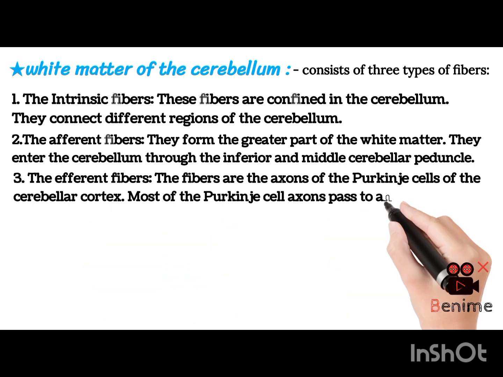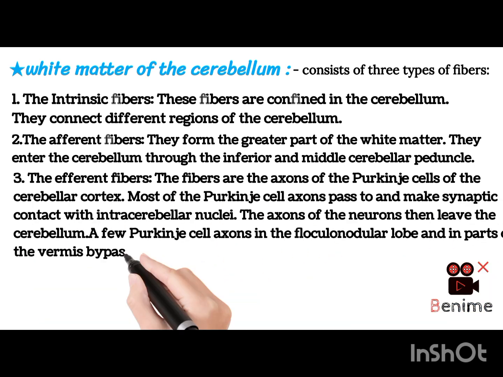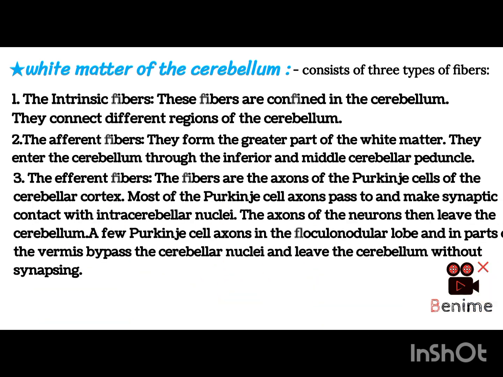Number three, the efferent fibers. These fibers are the axons of Purkinje cells of the cerebellar cortex. Most of the Purkinje cell axons pass to and make synaptic contact with intracerebellar nuclei. The axons of the neurons then leave the cerebellum. A few Purkinje cell axons in the folliculonodular lobe and in parts of the vermis bypass the cerebellar nuclei and leave the cerebellum without synapsing.